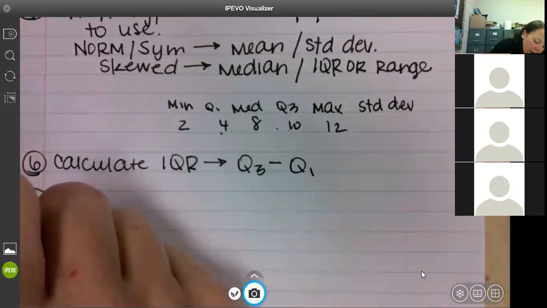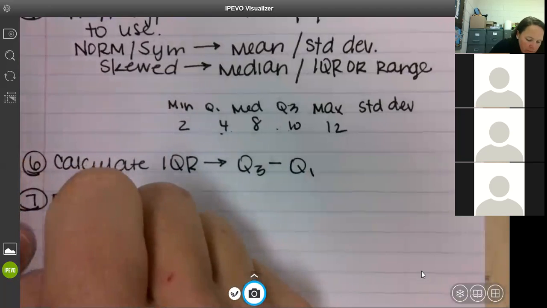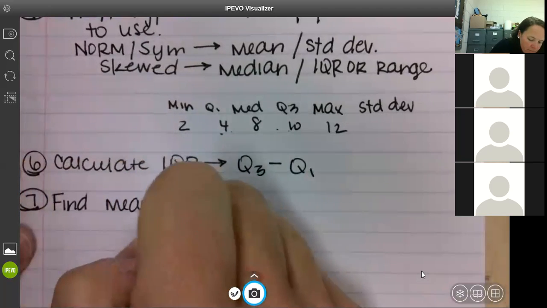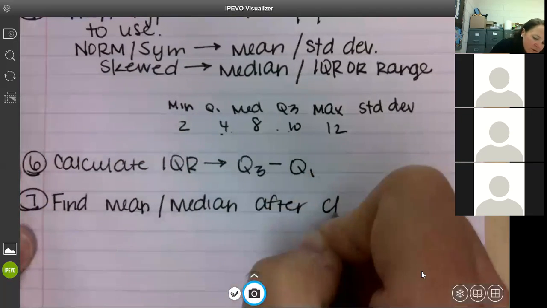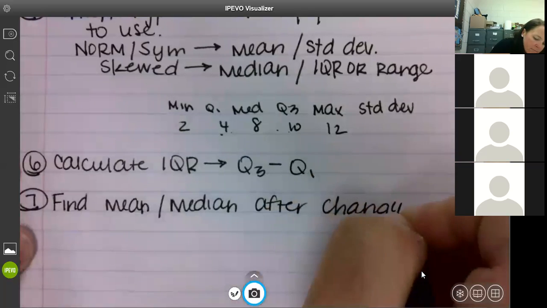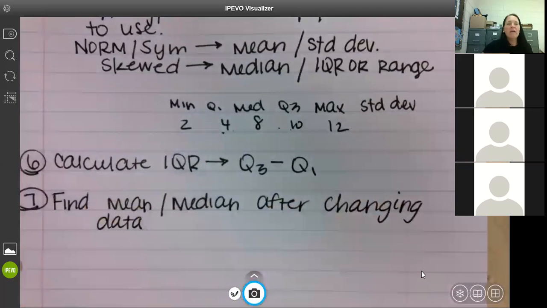Okay, you need to know how to find the mean or the median after changing data. So remember how we had a data set and it might have ended with a max of 60, but then we changed it to 600. Okay, you have to be able to find the mean or the median after changing that one data value. Okay, so be aware of that.